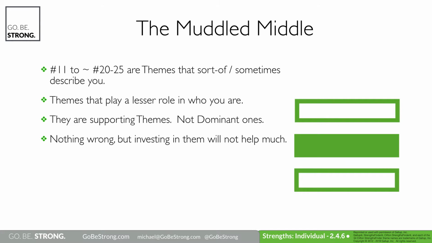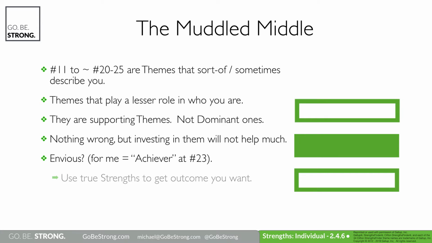And there's nothing wrong with them, but investing in them will not help you much because they're not as natural in your life. So putting something into them won't get you the same leverage, the same increase in success that you're looking for. You will see some in there that you're perhaps envious about. So for me, achiever at number 23 is one I really wish was higher, but I know that I'm wired the way I'm wired. So you need to use your true strengths then to get the outcome that you want.